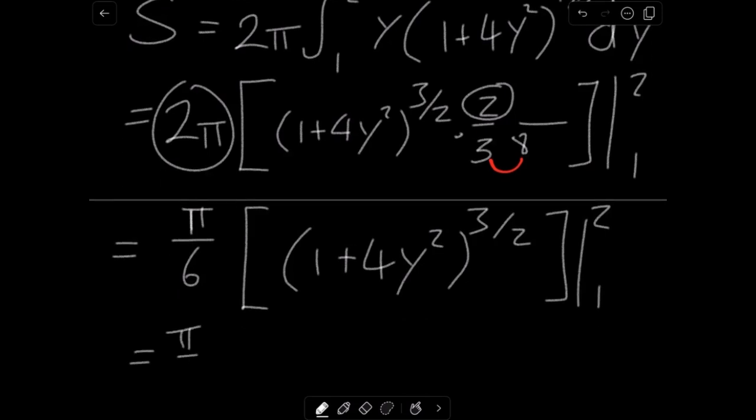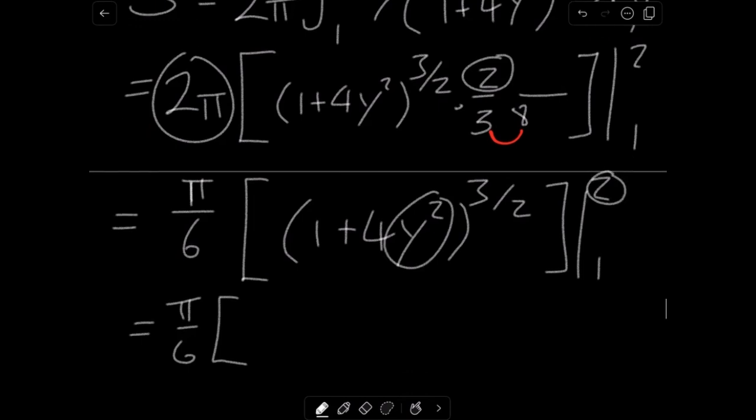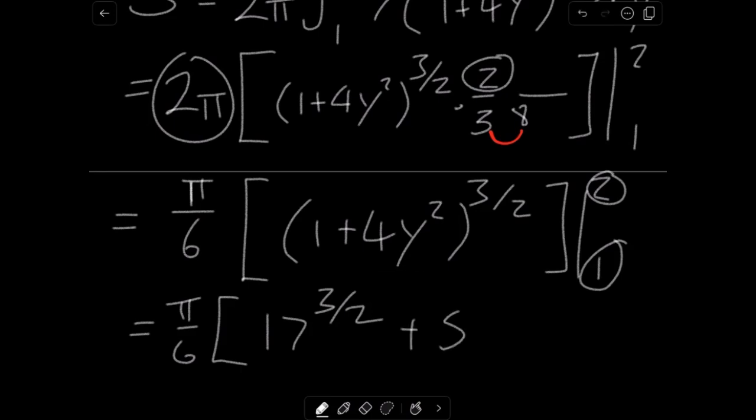So it's pi over 6 into, let's substitute 2 in. 2 squared is 4, 4 times 4 is 16, plus 1, that's 17. 17 to the power 3 over 2. Then sub in 1. 4 times 1 squared is 4, plus 1, that's 5. So it's minus 5 to the 3 over 2.